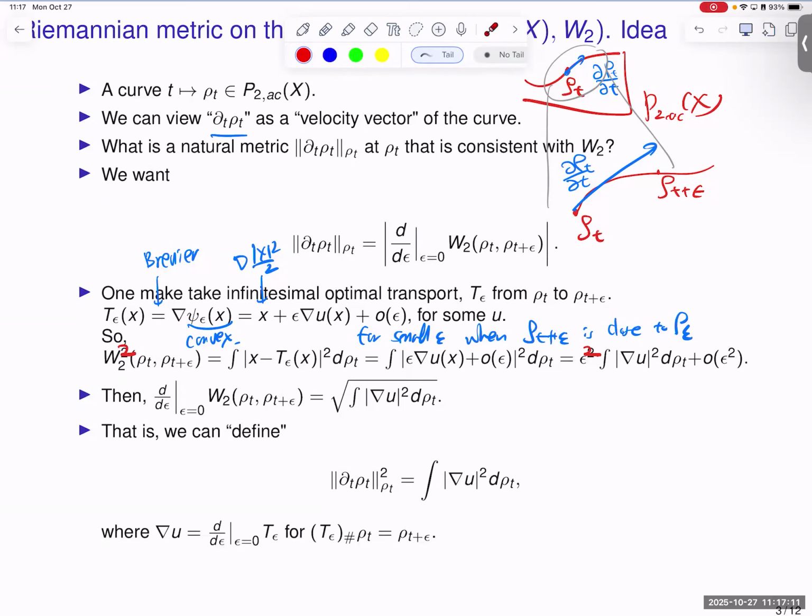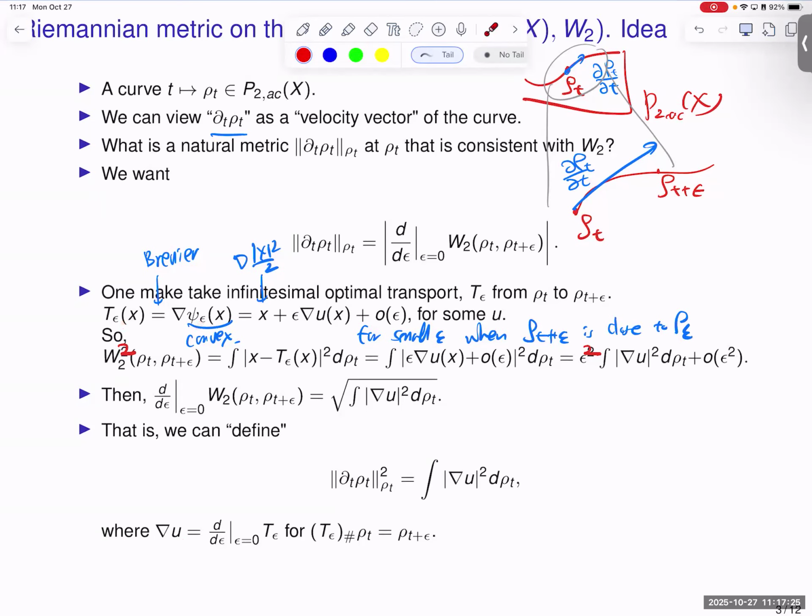Excuse me, Professor. Hold on a second. Let's take Jeff's question. U depends on T, because capital T depends on T. We can just let T equal 0. But what you're interested in is that even at each T, the optimal transport between these two nearby measures is given by identity plus some perturbation. Okay. What is the question from the Zoom?